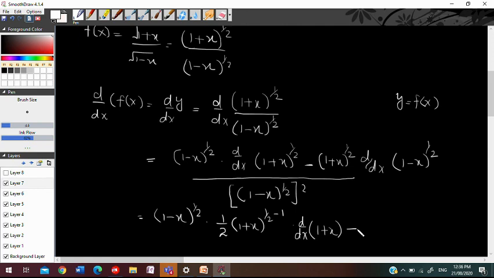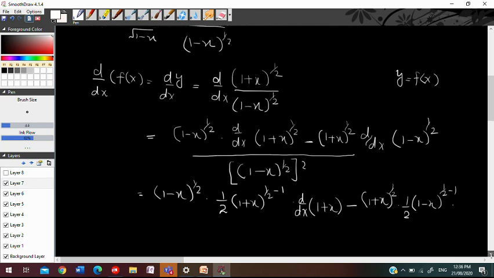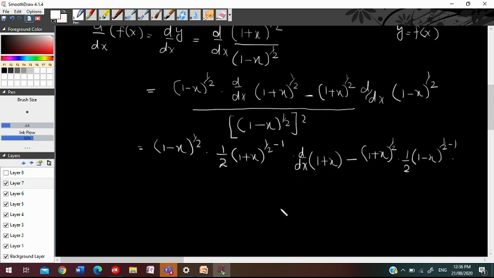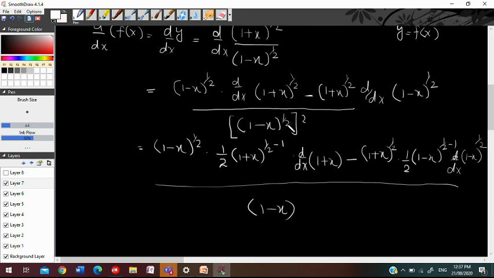Again minus sign according to the formula, then 1 plus x power 1 by 2. Similarly, again 1 by 2, we solve the power 1 minus x power 1 by 2 minus 1, and then we apply the derivation on the inside function. So what is it? d by dx of 1 minus x power 1 by 2, and the denominator is the same, 1 minus x, and 2, and this 2 will be cancelled with this 2, and we have just 1 minus x.